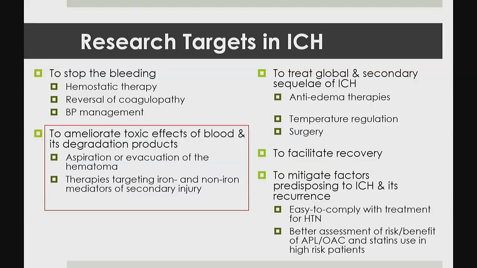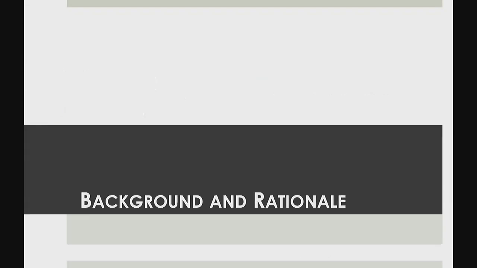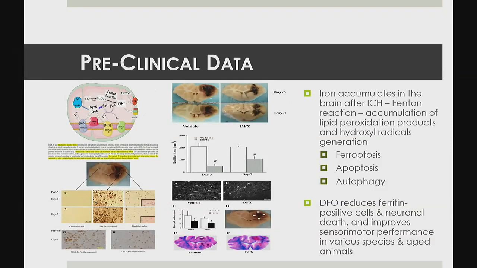We went around this at the same time trying to do it in a medical way, and that's by targeting iron toxicity after intracerebral hemorrhage. So let me give you a little bit of background on why iron. Animal studies have clearly shown that after intracerebral hemorrhage, there is a rise of iron in the brain around the hematoma. And this iron comes from hemoglobin degradation that happens after the hemorrhage.